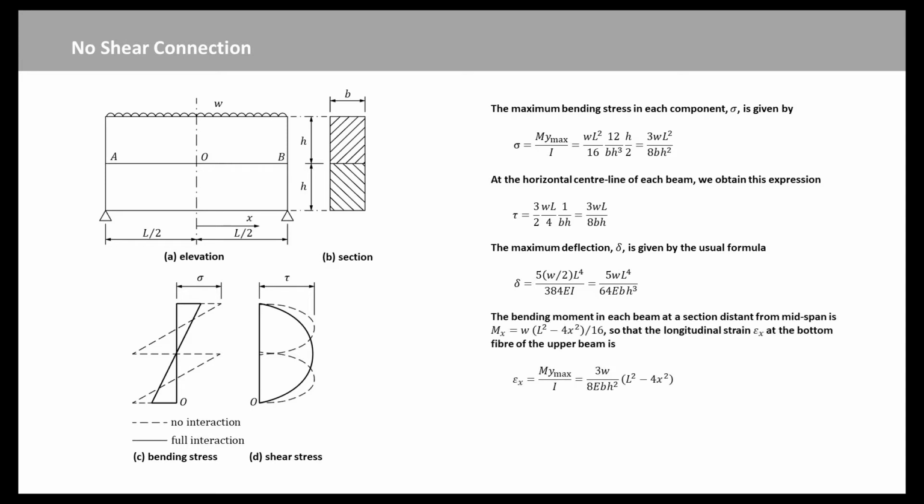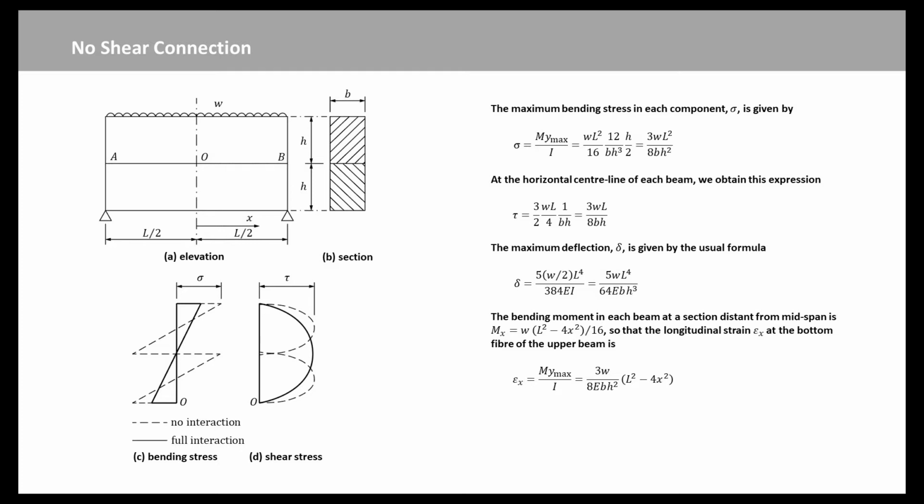The bending moment in each beam at a section distant x from midspan is Mx equal to w times (L squared minus 4x squared) over 16, so that the longitudinal strain epsilon x at the bottom fiber of the upper beam is given by this equation. There is an equal and opposite strain in the top fiber of the lower beam, so that the difference between the strains in these adjacent fibers, known as the slip strain, is 2 times epsilon x.